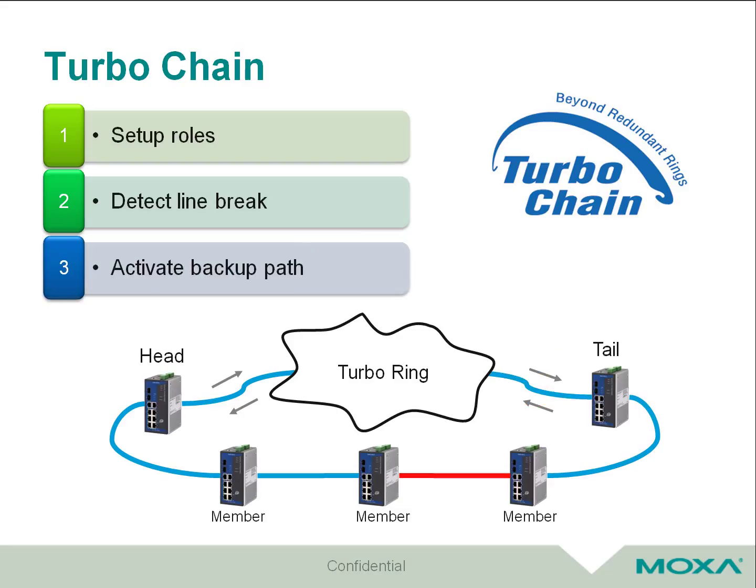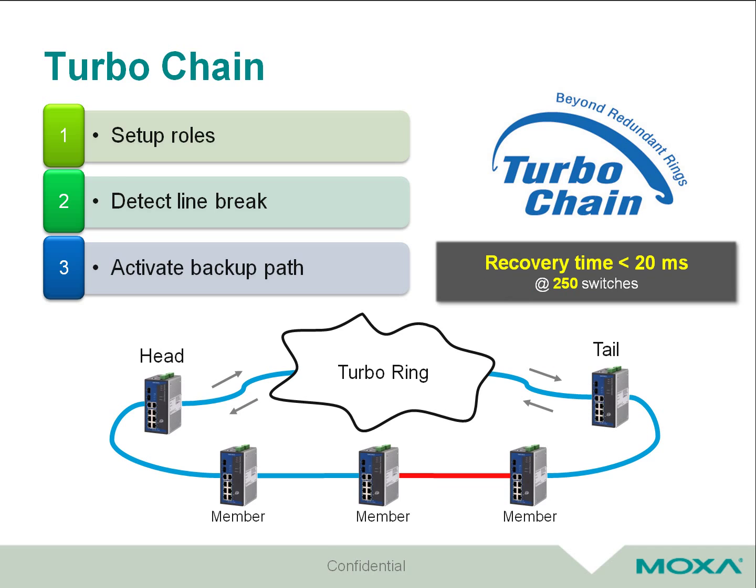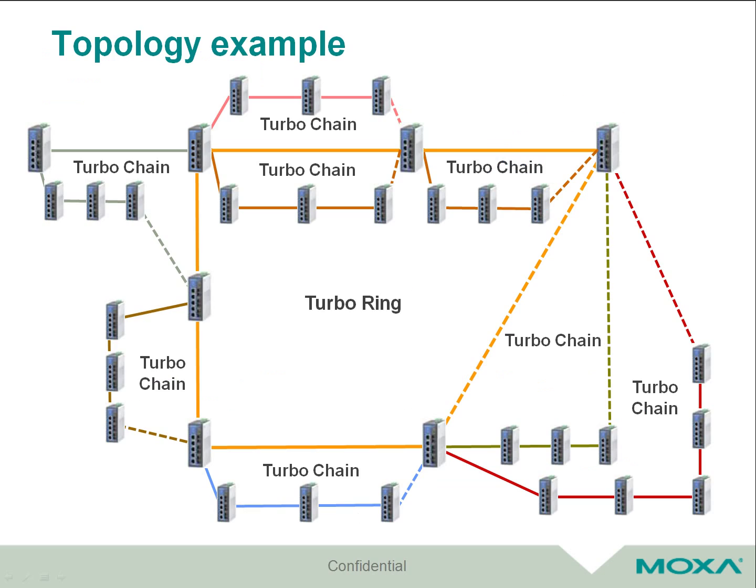Good news is that turbo chain can be attached not only to turbo ring, but also to any other type of third-party network. Recovery time of turbo chain itself is similar to turbo ring. Less than 20 milliseconds for fast Ethernet chain made of 250 switches and less than 50 milliseconds for gigabit Ethernet chain. With turbo ring and turbo chain technology, you can easily build reliable industrial networks.